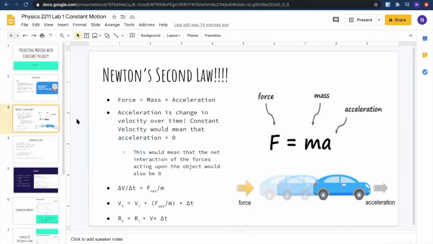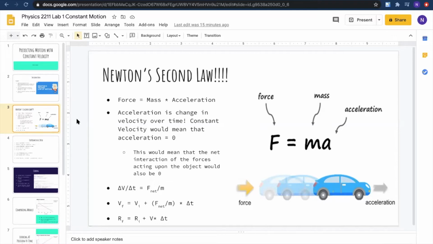So what exactly is Newton's second law? Well, it states that force is equal to mass times acceleration. Acceleration is known as change in velocity over time. Constant velocity would mean that the acceleration is equal to zero then. If we're not changing the velocity, then acceleration would not be occurring. Therefore, mass would also be equal to zero.